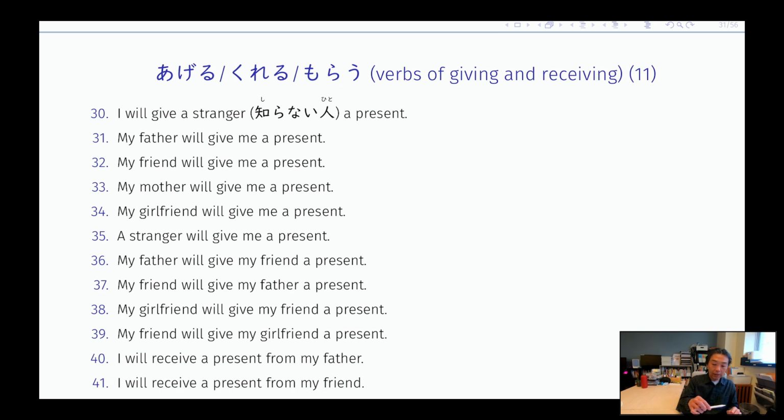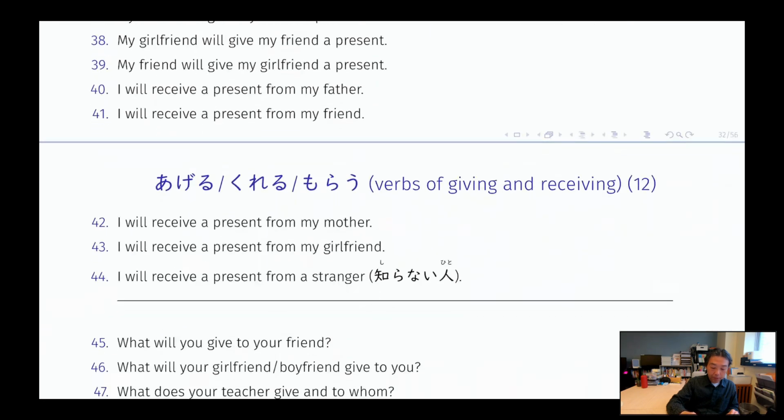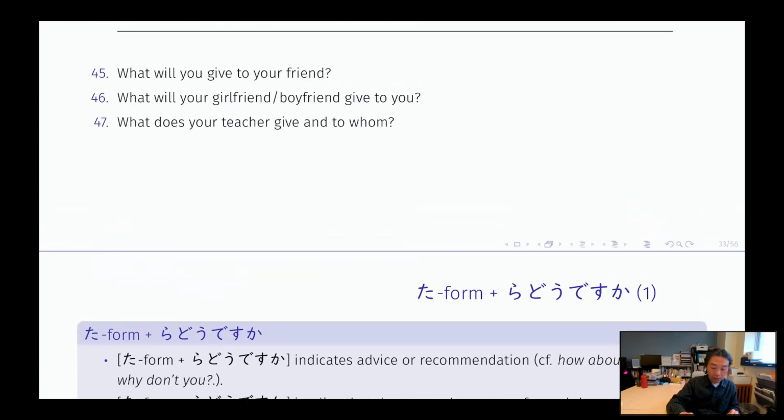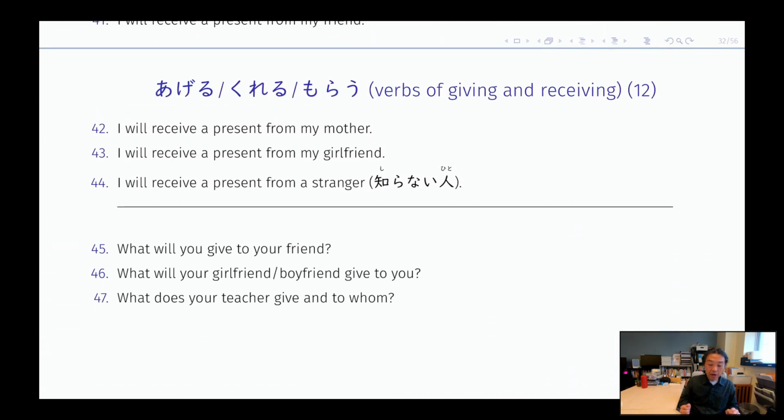Okay, so I hope you get some idea about あげる, くれる, and もらう. Again, this is one of the most challenging grammar elements at the intermediate level, so you probably have to spend more time getting used to using it, but I think this was a good introduction. Thank you.